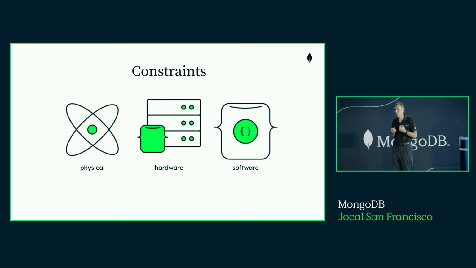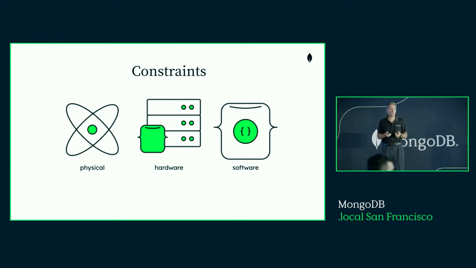And then finally, you also get constraints from the software packages you're using, like MongoDB, for example. MongoDB imposes on you a limit of 16 meg for the document size. And there's also some functionality that may not be in MongoDB when you started your design.